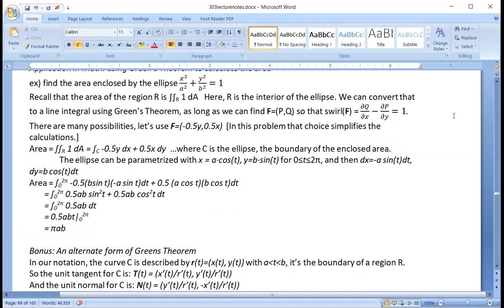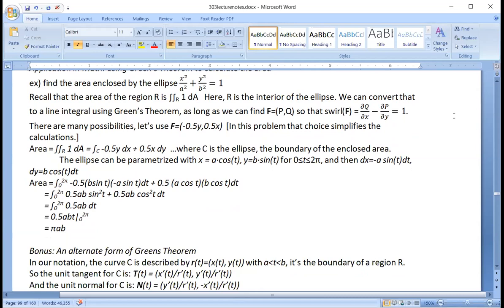So first of all, remember that when we talk about our curve C, it's r equals x of y, but r(x, y), but it's a function of t. So r of t is x of t comma y of t, and t going from a to b, and that's the boundary of some region R.